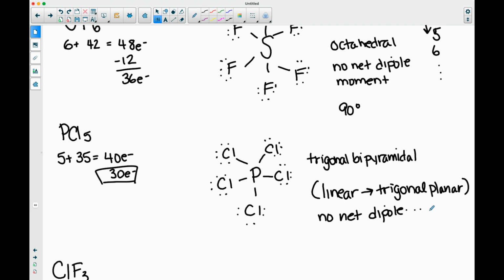Because it is trigonal bipyramidal, because it has the linear and the trigonal planar, this is the one with those funky bond angles, where we have the 90, the 120, and the 180 degree bond angles. The 120 comes from the trigonal planar, the 180 comes from the linear that goes through the center, and then the 90 is the adjacent pieces to that.